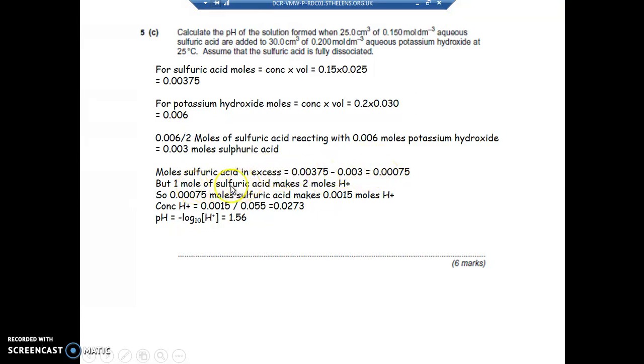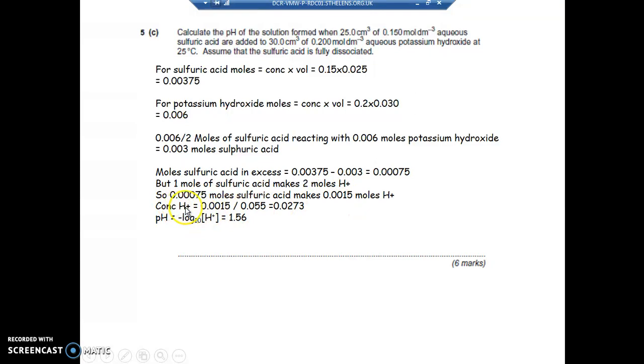But 1 mole of sulfuric acid makes 2 moles of H+. That's the nature of a diprotic acid. It makes 2 moles of H+. So 0.00075 moles of the sulfuric acid, multiplied by 2, makes 0.0015 moles of H+. So I've multiplied that by 2 to get the number of moles of H+.